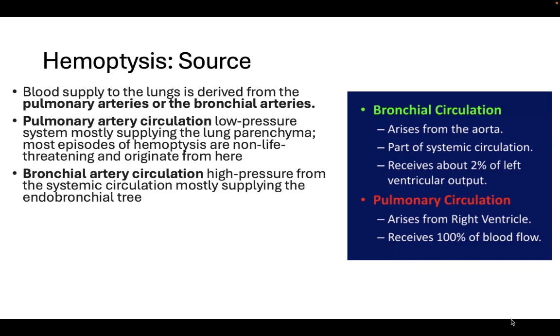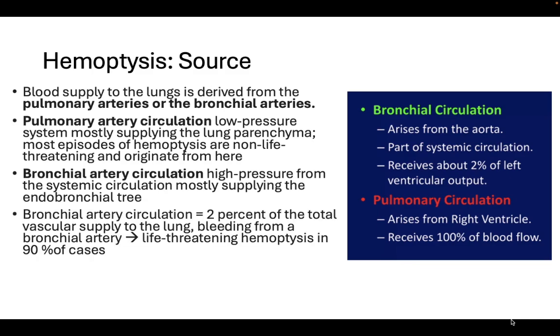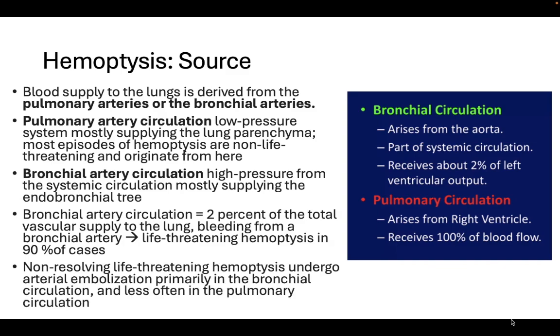Conversely, the bronchial artery circulation is a high-pressure system that comes from systemic circulation and mostly supplies the endobronchial tree. Bronchial artery circulation is 2% of the total vascular supply to the lungs, and bleeding from bronchial arteries is most likely the cause of life-threatening hemoptysis in up to 90% of cases. Non-resolving life-threatening hemoptysis often requires arterial embolization, particularly in the bronchial circulation, and less often in the pulmonary circulation.